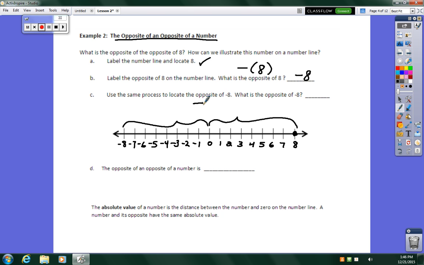Use the same process to locate the opposite of negative 8. So we're finding the opposite of negative 8. What is the opposite of negative 8? Well, if negative 8 is 8 units away from 0, and we go 8 units in the other direction, the opposite of negative 8 is just going to be 8 or positive 8. You don't need that positive sign, but you can put it there. So, in general, the opposite of the opposite of a number is the number itself.